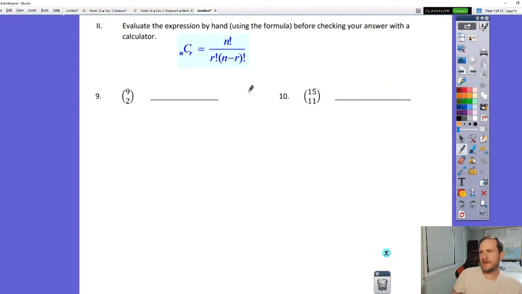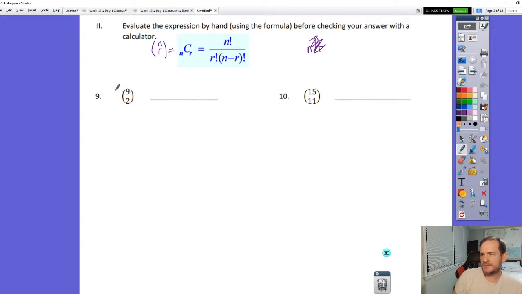Here, you're being asked to calculate nCr. And this notation here is just an alternate notation that also means nCr. So when you see parentheses with a number on top of another number, that's shorthand notation representing the combinations function, not to be confused with the permutations function, which is something else. We want to actually evaluate this.